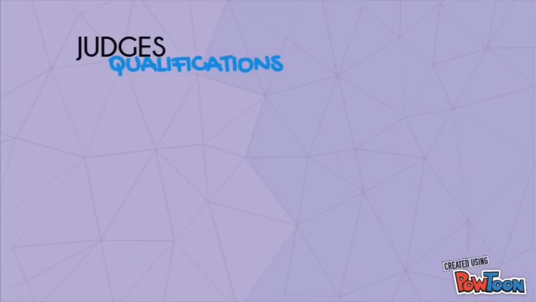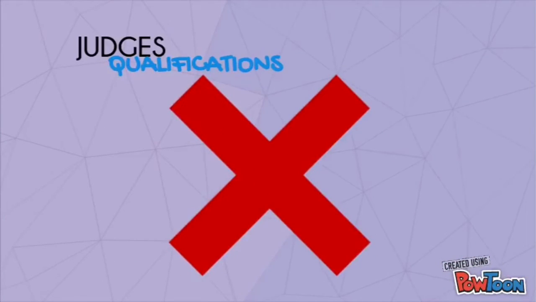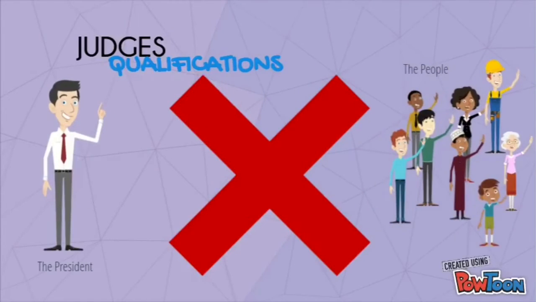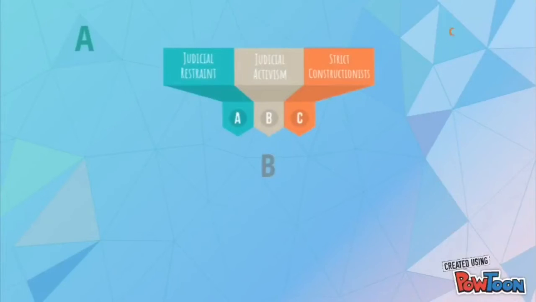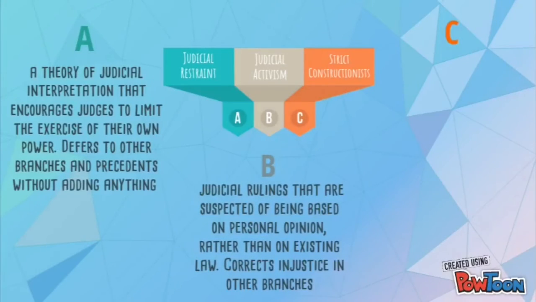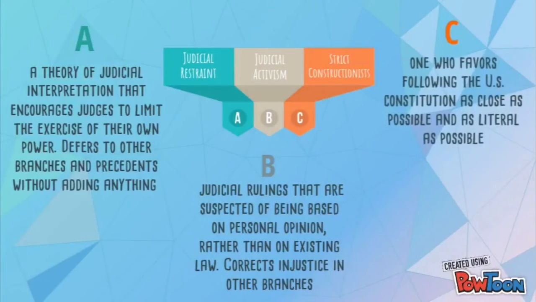There are no explicit or constitutional qualifications for becoming a judge. You either get appointed by the president and approved by Senate if you're a federal judge, or you are picked by the people if you are a state judge. There are thought to be 3 types or 3 theories about justices: 1, judicial restraint, 2, judicial activism, and 3, strict constructionists.